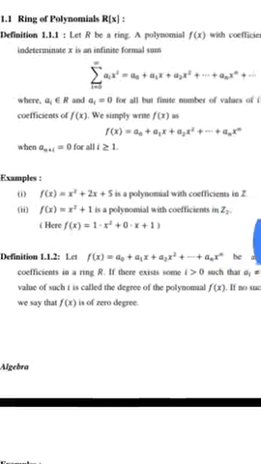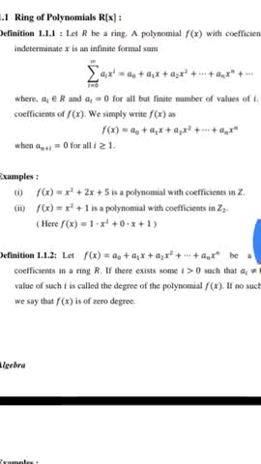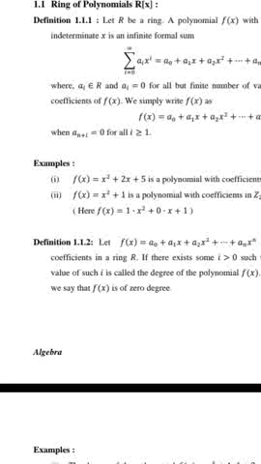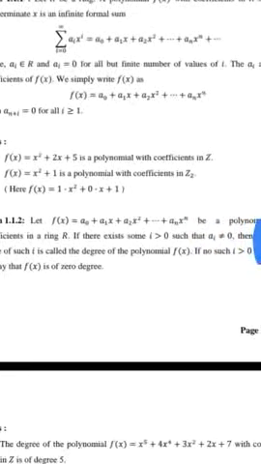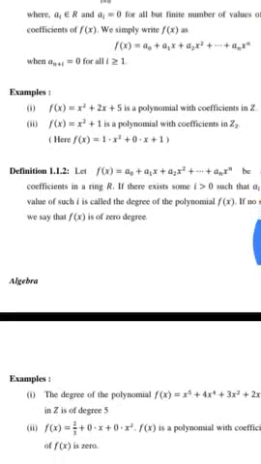Example: f(x) equal to x² plus 2x plus 5 is a polynomial with coefficients in Z. f(x) equal to x² plus 1 is a polynomial with coefficients in Z2. Here f(x) is equal to 1 into x² plus 0 into x plus 1.